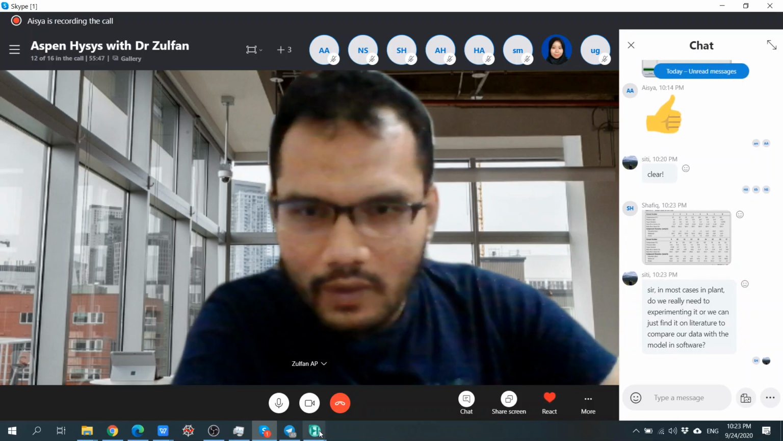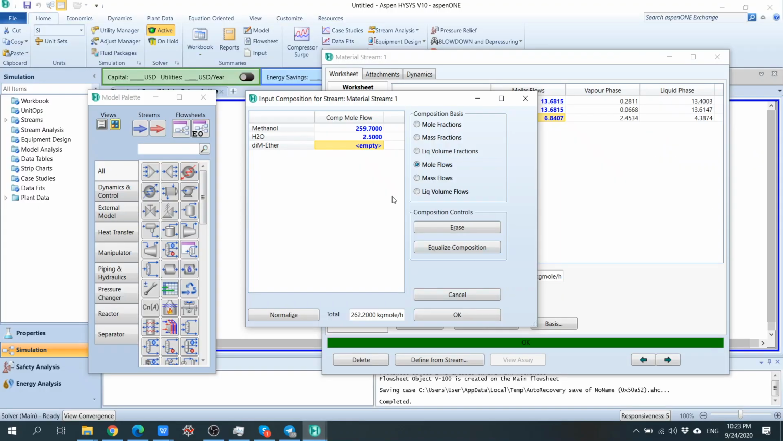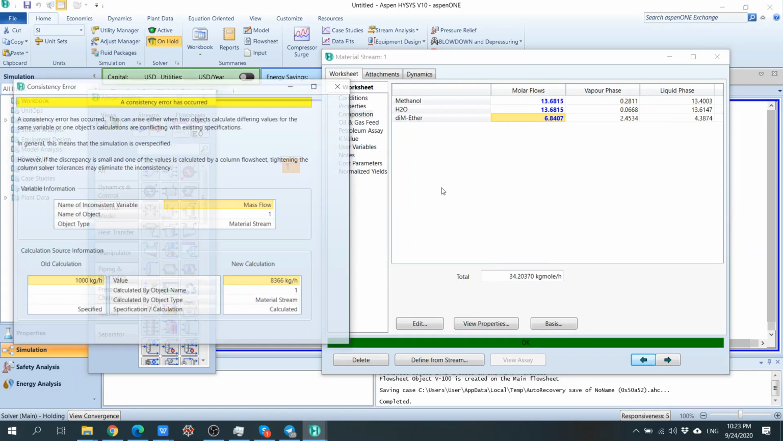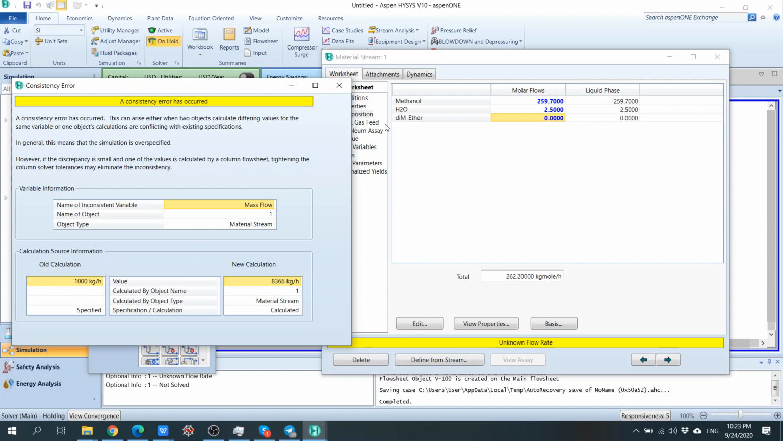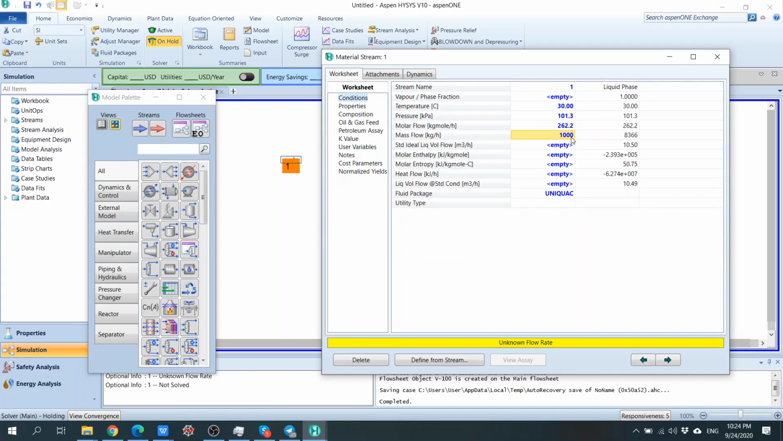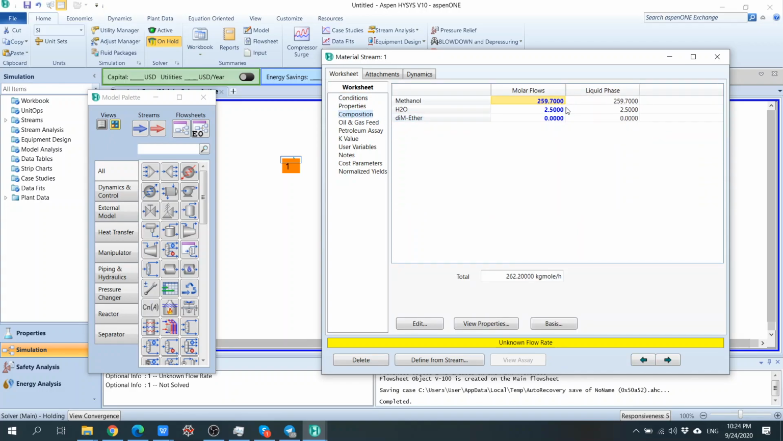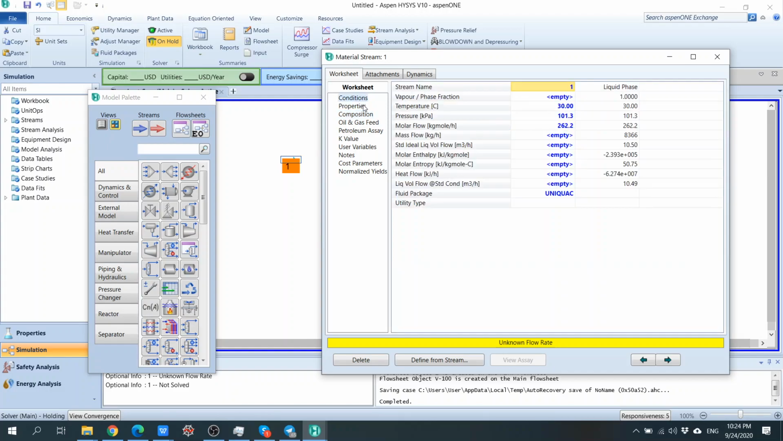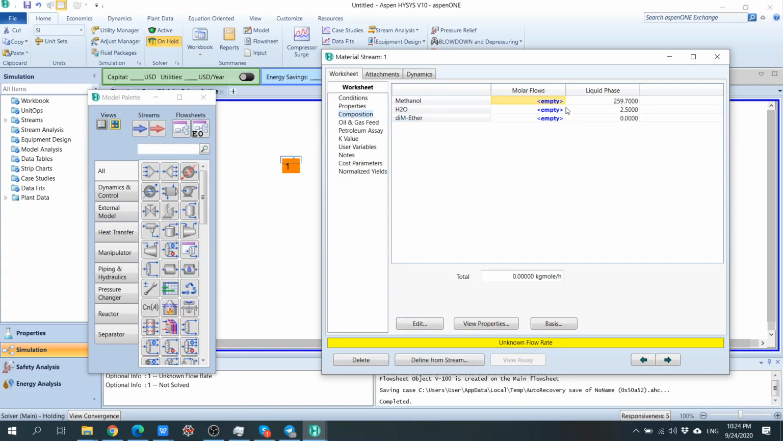Oh, this one I will answer later. And then click OK. And then we remove this because we have specified the flow rate. So we don't need to specify any flow rate over here. Delete.